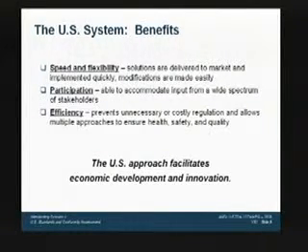And finally, efficiency. Our system prevents unnecessary or costly regulation or unnecessary standardization investment and allows multiple approaches to ensure health, safety, and quality. At the end of the day, the U.S. approach facilitates economic development and innovation in our country.